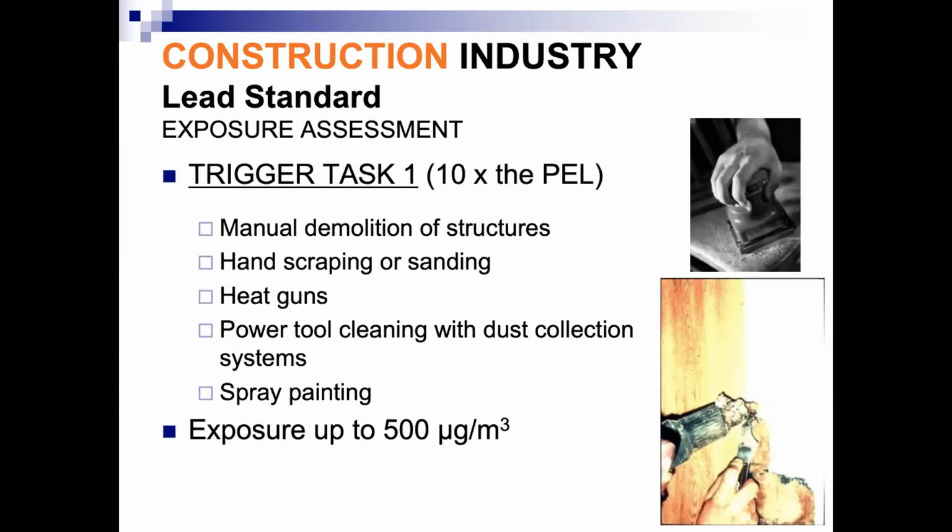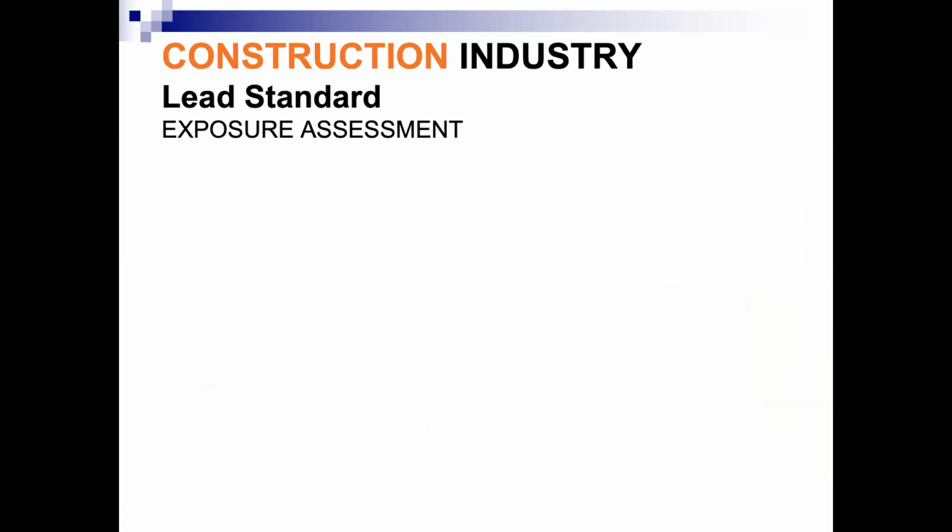So that's trigger task 1. The employer must presume their exposures are going to be 10 times the permissible exposure limit. So that means 10 times 50 is 500 micrograms per meter cubed. That is what the employees are going to be exposed to, unless you get air sampling data that shows the levels are below that. But until you have that data, you have to presume.